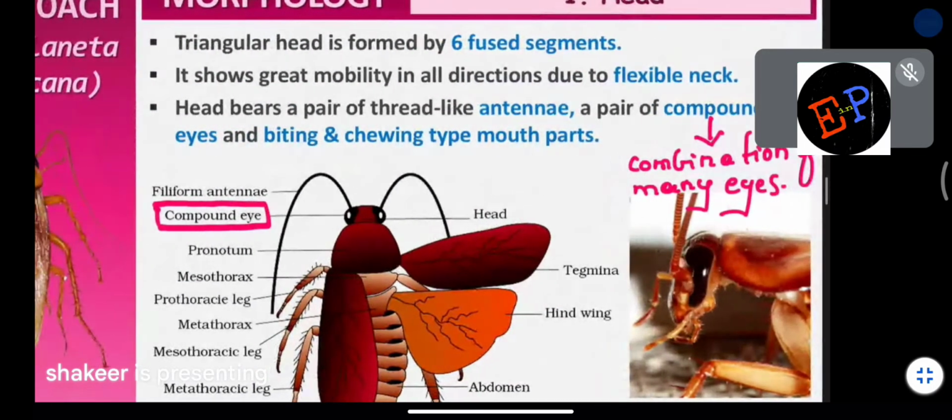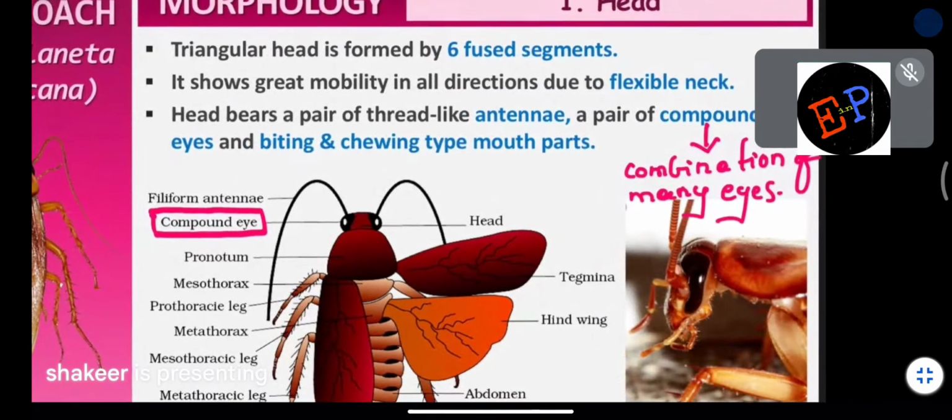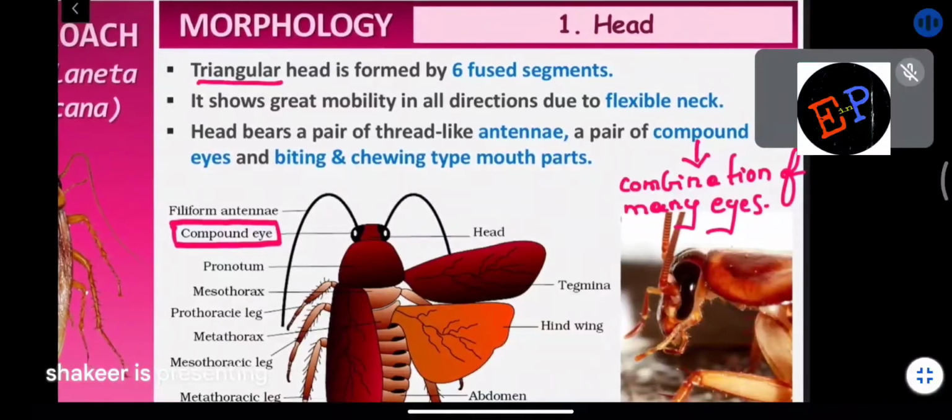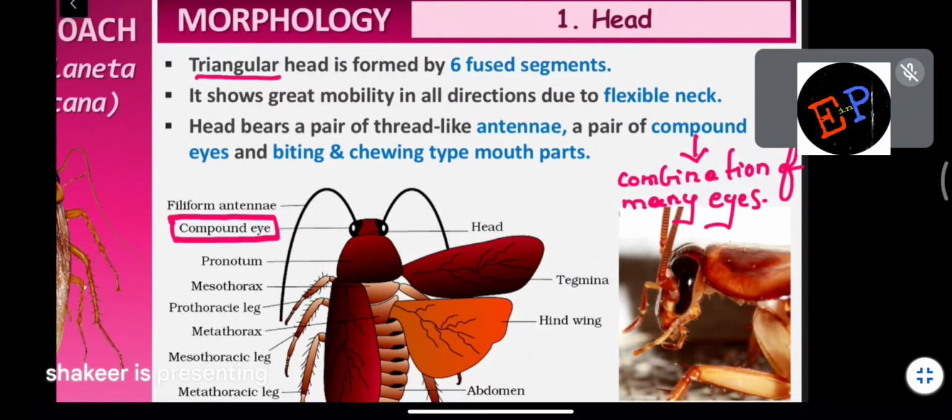Now let us see what these three parts are made up of. First one, head. Head is in which shape? Head is in triangular shape, in the form of a triangle. Here in the figure you can see this is the triangle shape of this cockroach. So it is having a triangular type of head.